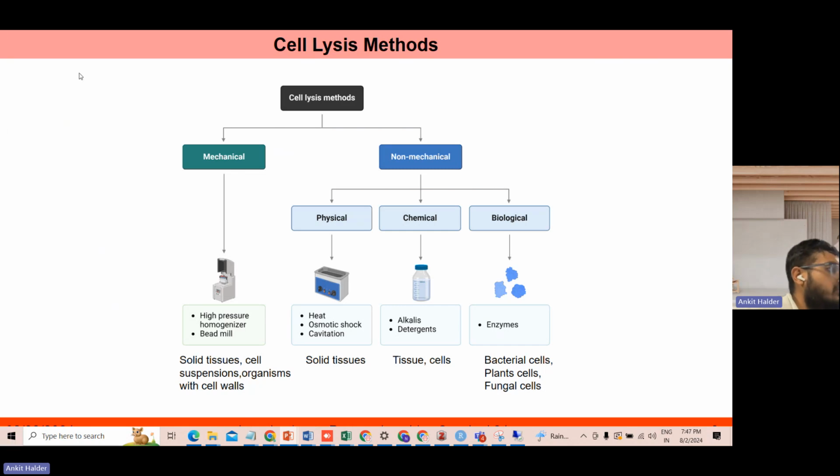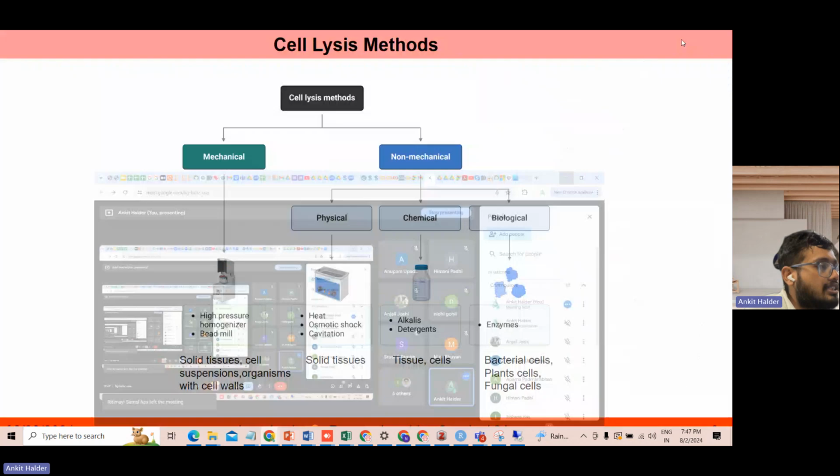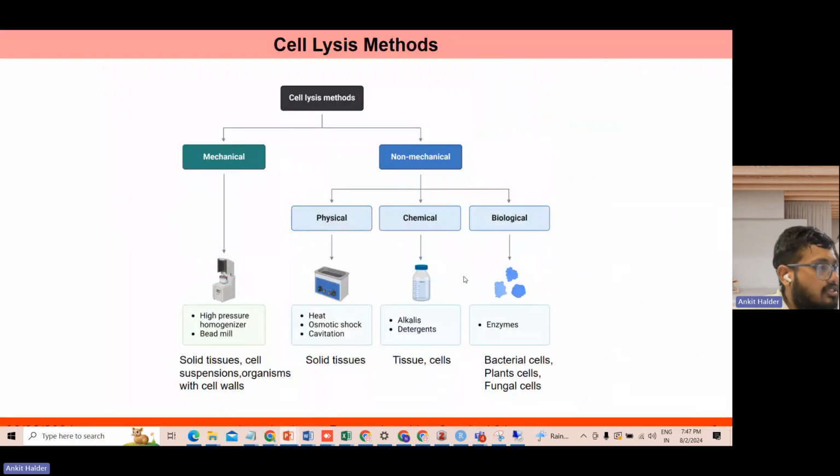So this is an overview of the cell lysis methods, which comprise both mechanical and non-mechanical means. Mechanical means include the homogenizer and bead mill, for particular cells and organisms. Non-mechanical ones are physical, chemical, or biological, like alkalis, detergents, and enzymatic degradation of bacterial, plant, and fungal cells, or physical means. Okay, I hope everything is clear till now.